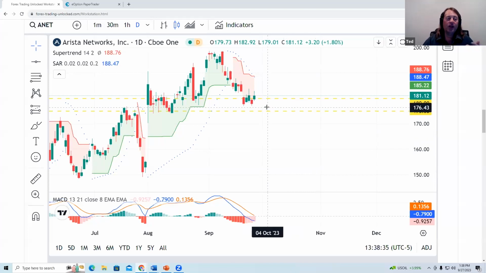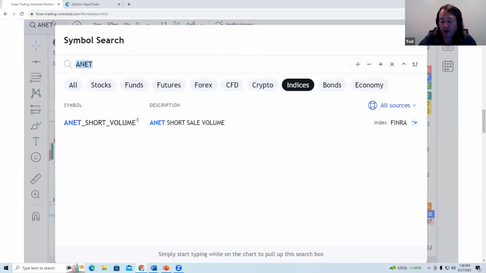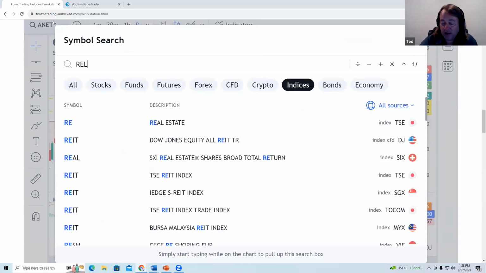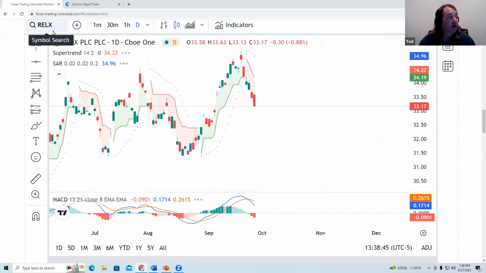Okay, so this is a situation where, unlike before when the straddle worked, we wouldn't put this one in. Okay, now let's look at another position here, RELX. This is another AI company here. All right, let's see what we have going on here.